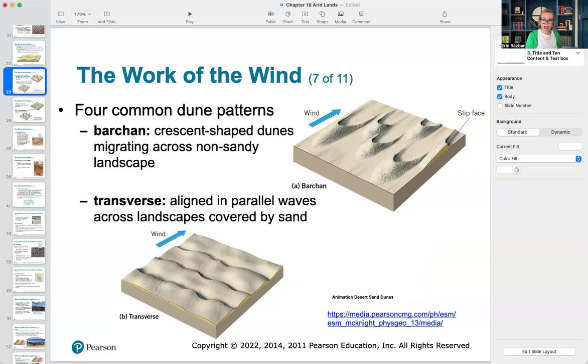Then we have transverse dunes, which also form perpendicular to wind direction, but occur in areas with abundant sand. Their crescent shape is less uniform than the barchans, and the White Sands of New Mexico showcase spectacular transverse dunes of gypsum sand.